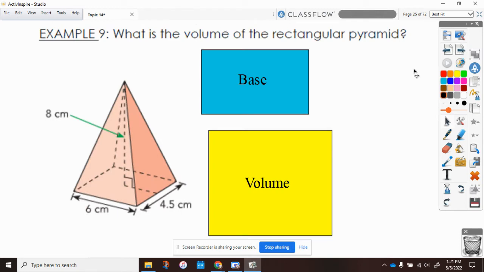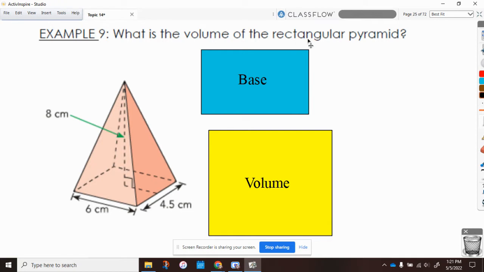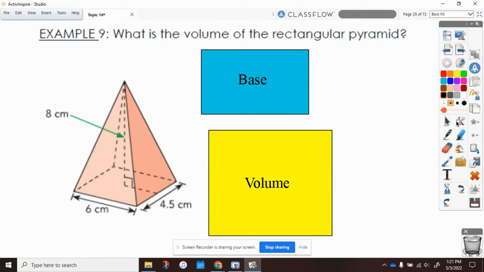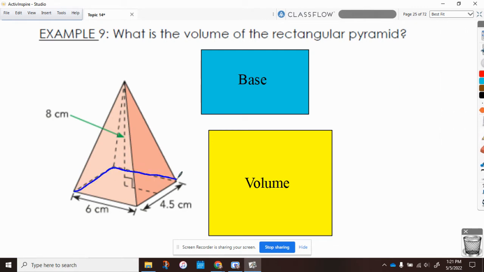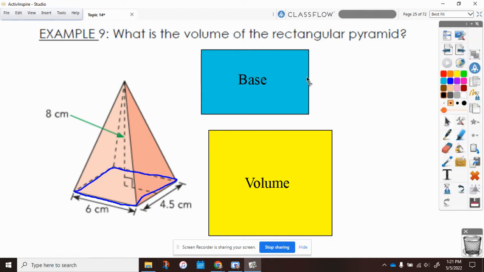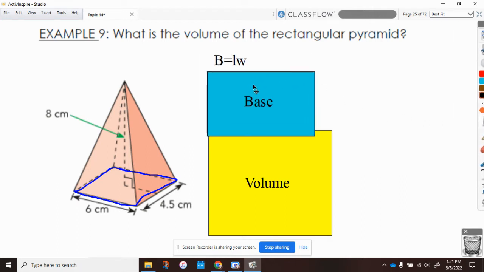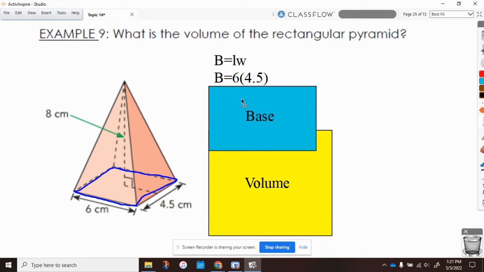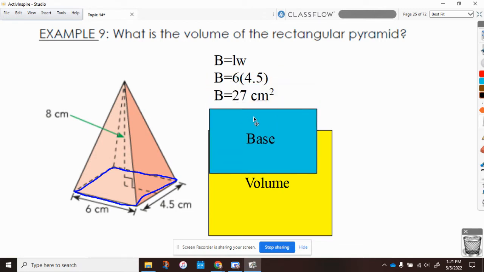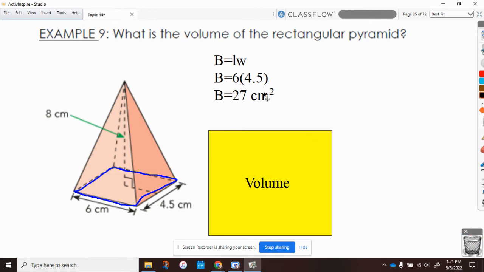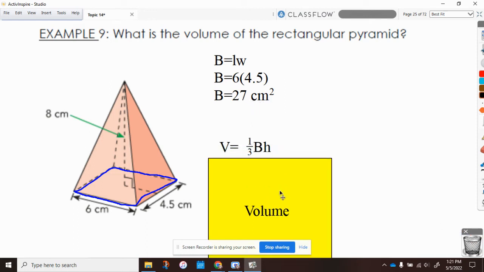The first thing we need to do is find the area of the base. It tells us this is a rectangular pyramid, so we're just going to find the area of this rectangle. Here, let me outline it for you. We're going to find the area of this rectangle that is at the bottom of the pyramid, and that rectangle is 6 centimeters by 4.5 centimeters. The area of a rectangle is just length times width. So our capital B is length times width, which is 6 times 4.5. Our capital B here ends up being 27. That is the thing that we're going to plug into the formula for capital B.